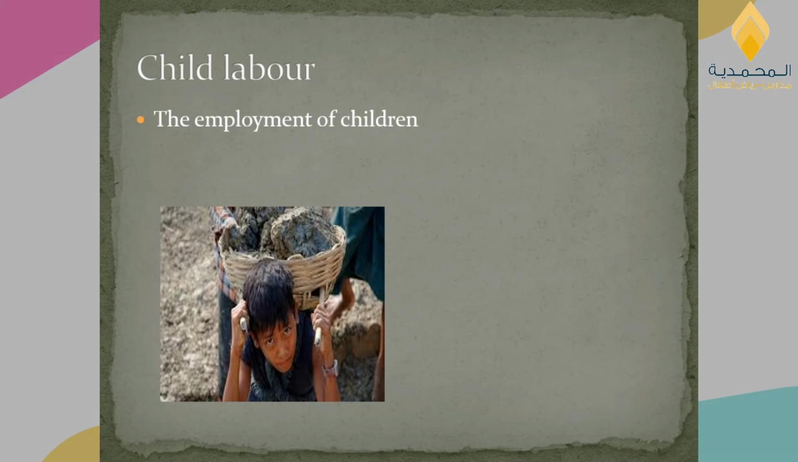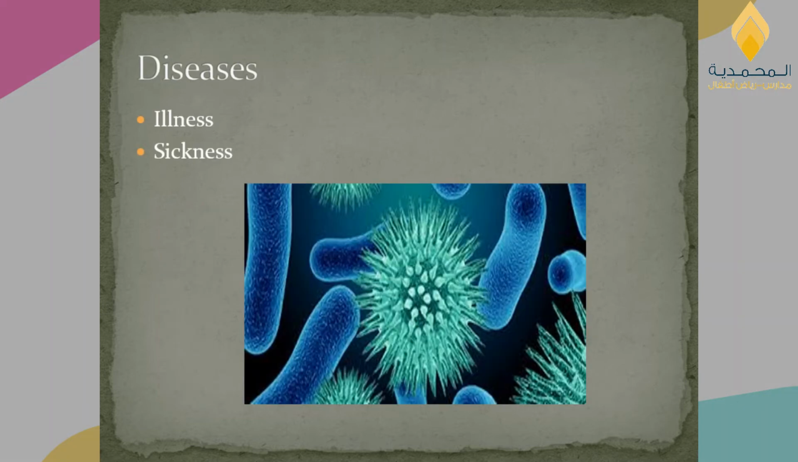Child labor. Child labor is the employment of children. Those children that we talk about are under the age of 18, and they are being forced to work in order to provide for their families or for some grown-ups. Disease. What is a disease? It is illness or sickness. One of the most current diseases is the coronavirus the world is dealing with.